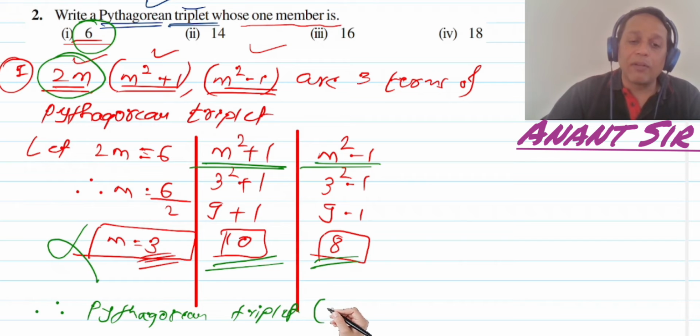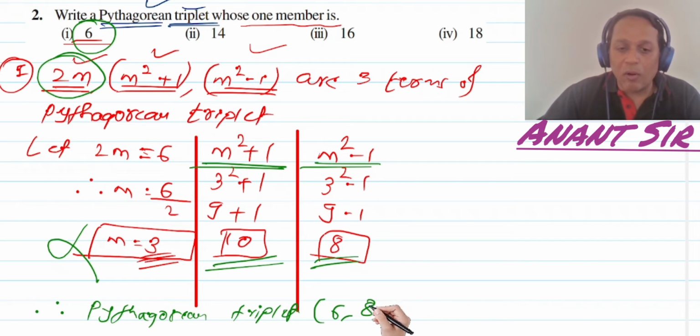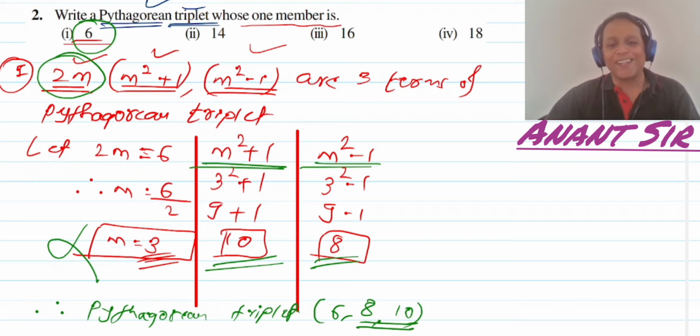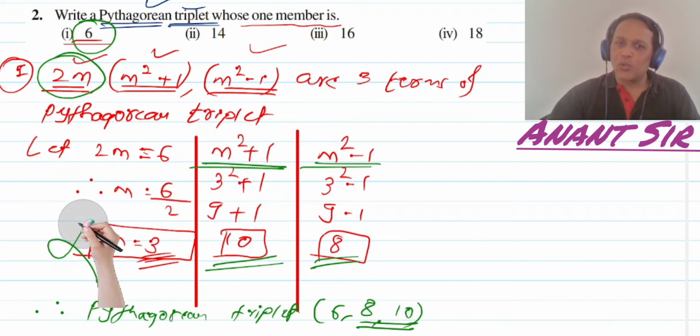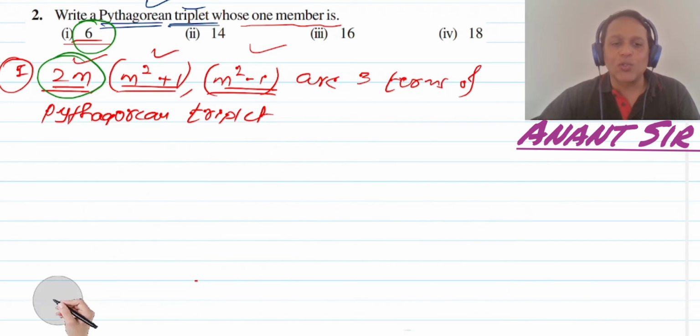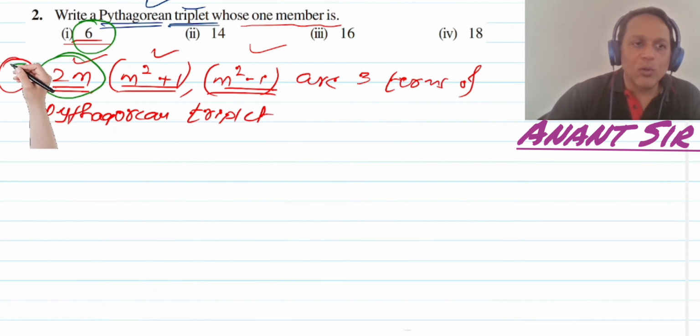They had given us one number, 6, we have found the other number 8 and the third as 10. So if they ask only to tell the other numbers or other members, the other members are 8 and 10. I hope you have understood the question very easily. Let's see how we can solve the next question. So we are solving question number 2 here.